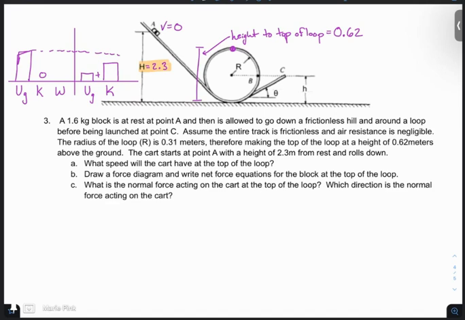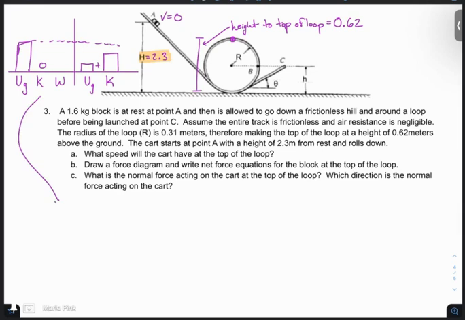So if I want to know the speed that the cart is going to have at the top of the loop, I'm going to go ahead and write an equation for it. So I have gravitational potential energy at the beginning is going to be equal to my gravitational potential energy at the top of the loop plus the kinetic energy at the top of the loop. So we have mg, and then I'm going to use capital H to represent the very beginning height. And then we have mg, and I'm going to use a little h for the top of the loop. And then we have 1/2 my mass times velocity squared at the top of the loop.